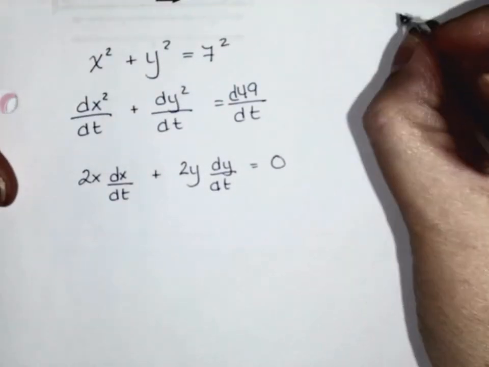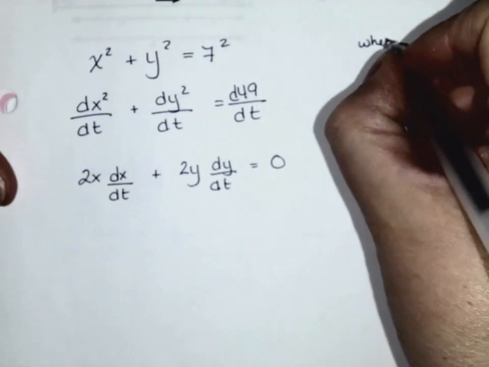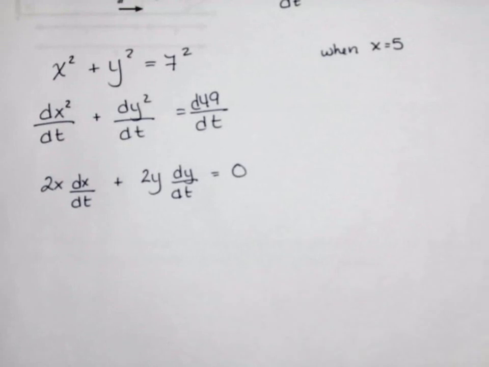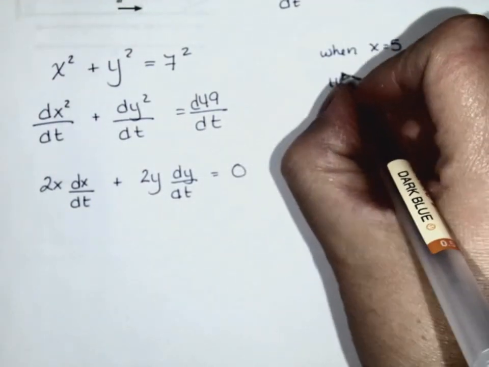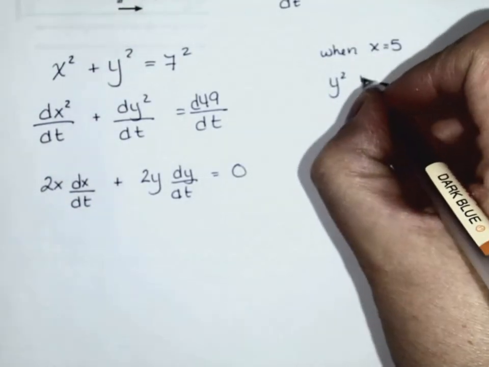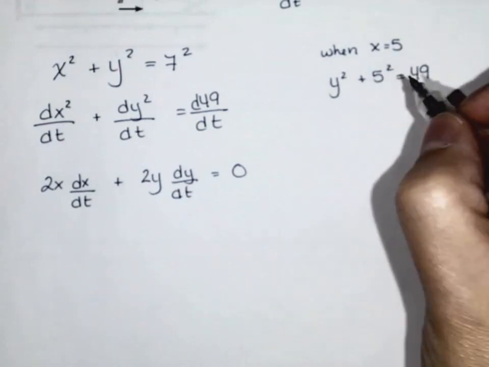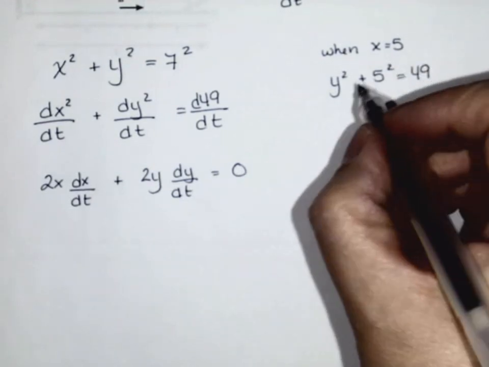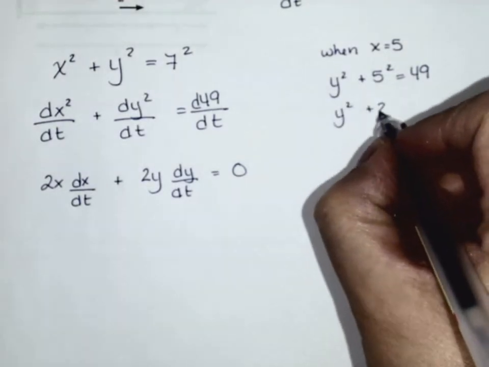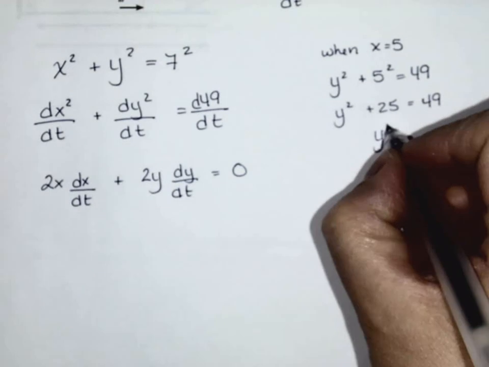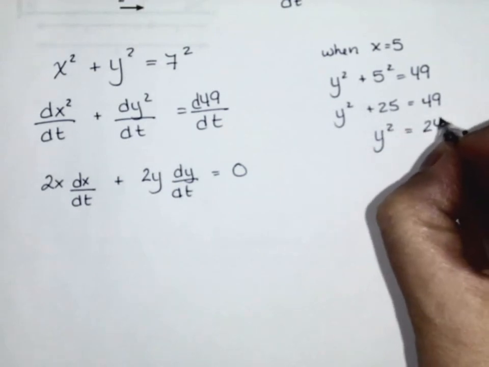Exactly. So what we're looking for is when x is 5, what's y? So we're going to go back to y squared plus 5 squared equals 7 squared. I just got a little crazy there. 49 minus 25. How much is that? 24.